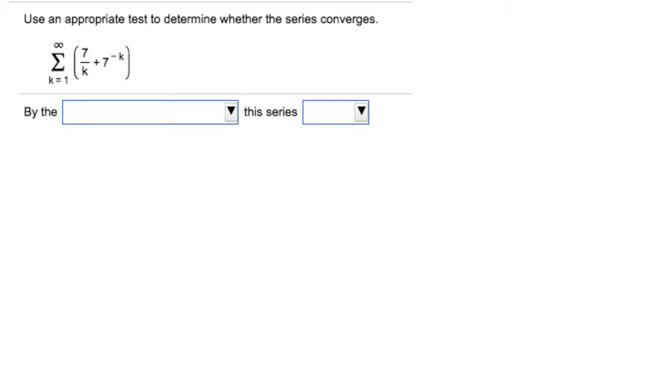This is the solution to problem number 15 from section 8.5. This series looks a little weird because the terms in our series are themselves a sum of two things, and we haven't seen too many problems like that.